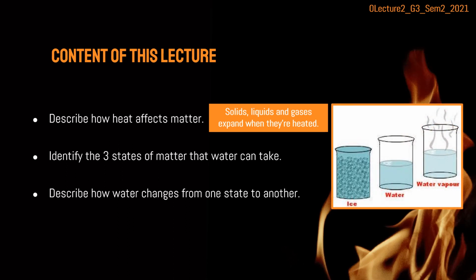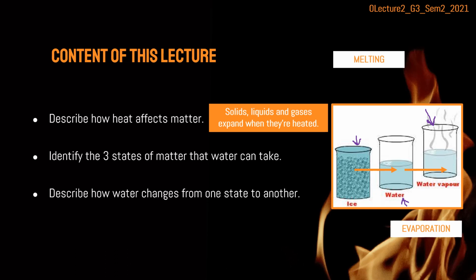This is solid, liquid, and gas. Solid water, liquid water, gas water. Heat changes water from one state to another. When we heat a solid water, it turns into liquid, it melts. This is melting. When we heat water, it evaporates. This is evaporation. But when we cool liquid, we freeze it. This is freezing.